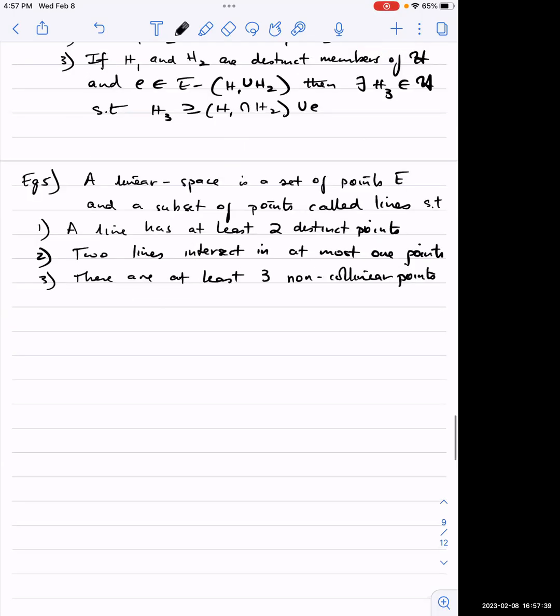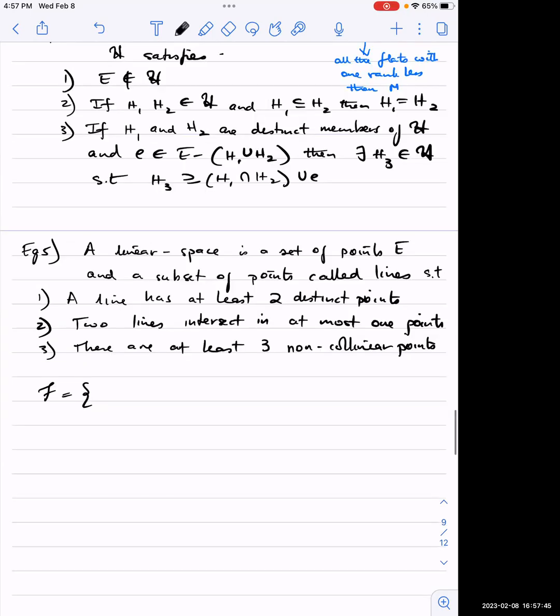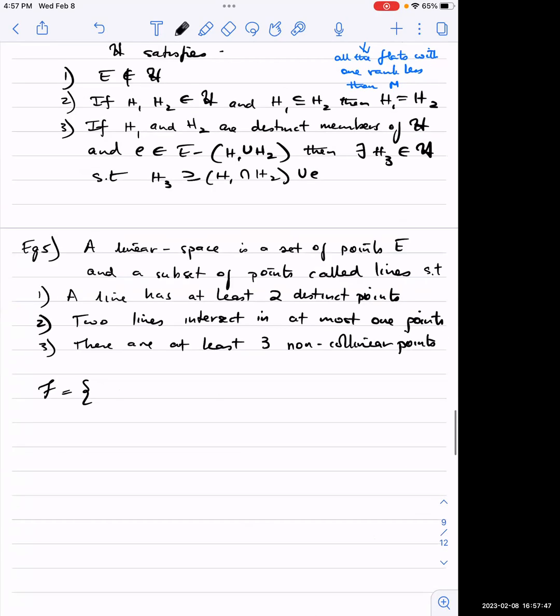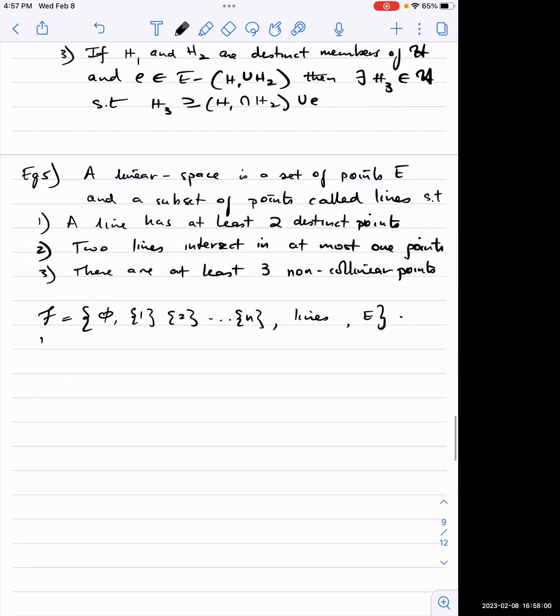So the set F consisting of, what did we say, was the empty set of flats? Yes. The empty set, all the singletons, the endpoints, all the lines, and E. We won't show it now, but we can show that F is a set of flats.